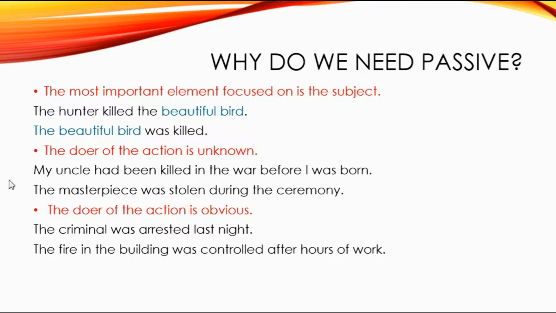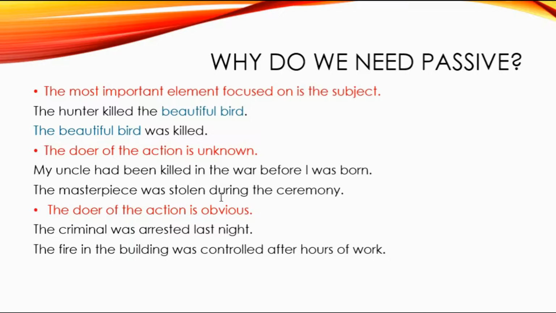The second one is the doer of the action is unknown. I don't know who did it, right? I don't know the subject. I do not know the real subject. My uncle had been killed in the war before I was born. I don't know who killed my uncle. I don't know it, right? So I'm not gonna say someone killed him because I don't know who it is. So I'm gonna focus on my uncle first because it's an important topic, and because I don't know who killed him, I just can't create an active voice sentence, right? I can't do it because I don't have a subject.